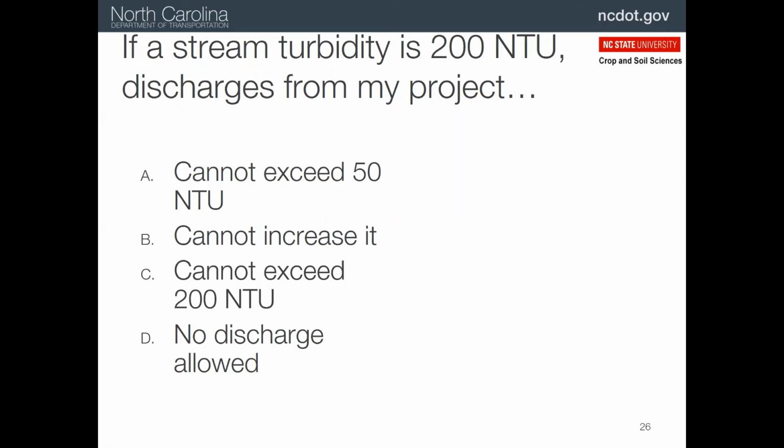But there's actually two correct answers here, essentially. The answer is you can't increase that turbidity. So if the stream's at 200, when you measure turbidity after your discharge point, then it has to be no more than 200. And so actually C is also correct, because if your turbidity was higher than 200 NTUs, then you would increase this most likely. So the key is, though, if your turbidity is over these numbers of 50, 25, or 10, you just can't make that stream go any higher.